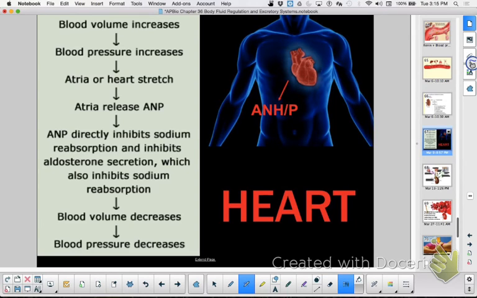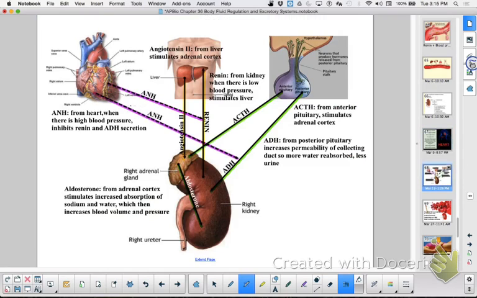Okay, now here's another one that shows you the interaction between all of these things. We can see ANH, no to ADH, no to the renin, okay? But here you can see that whole renin-angiotensin II connection. You can see how the pituitary gland, those are not testes, but the pituitary gland, impacts the kidneys as well.